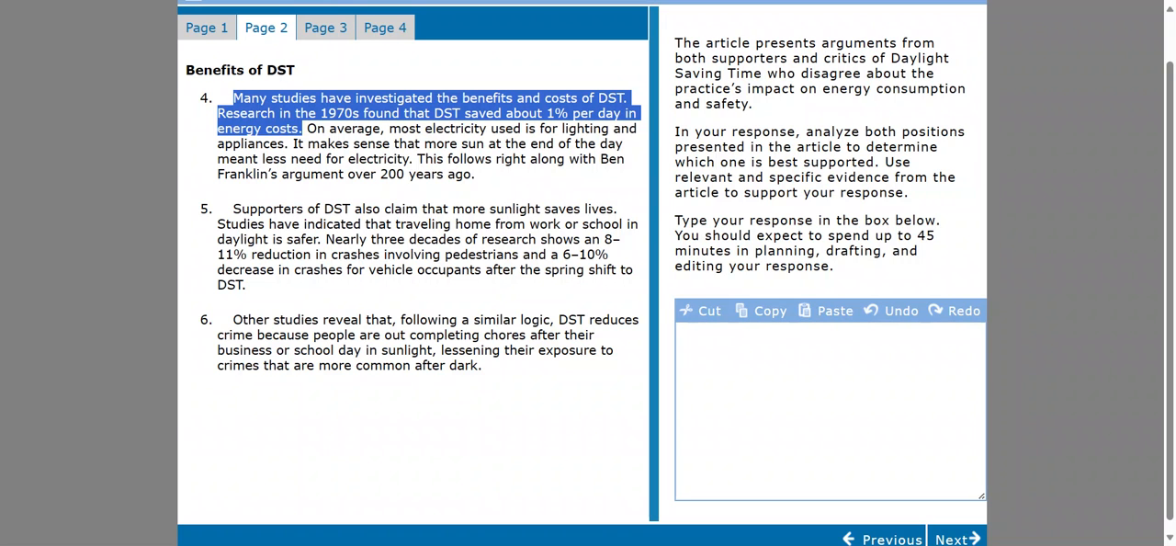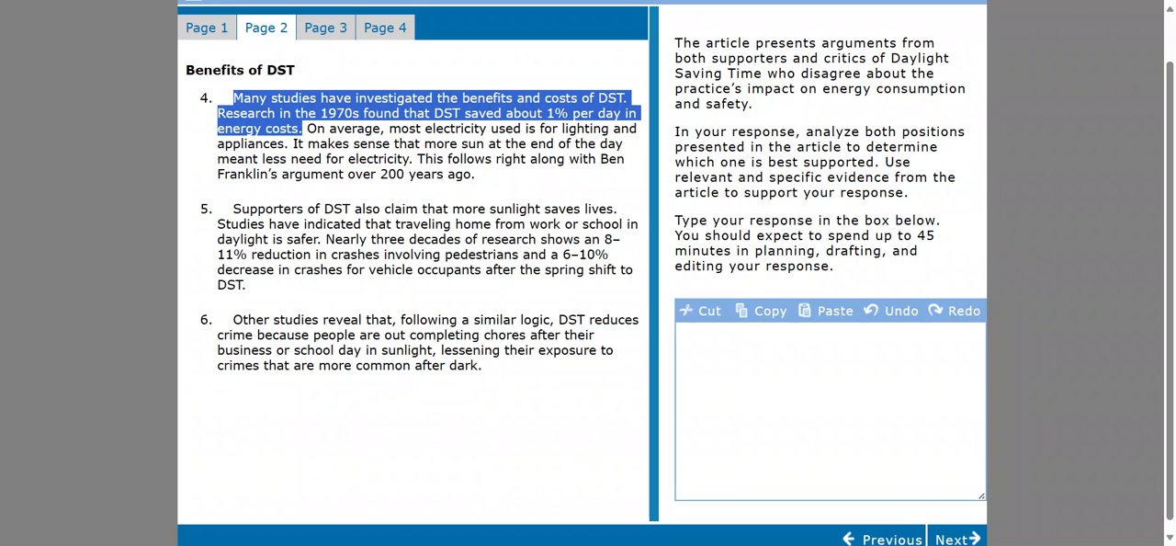And so while this does give us information and provides what would be considered data or quantitative information, for example, saying it saved about 1% per day in energy costs, the data is not backed up with specificity. By specificity, I mean specific studies and specific research.